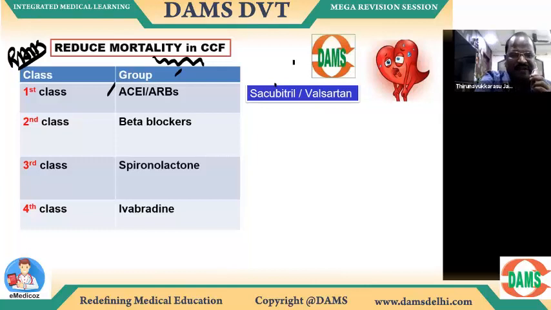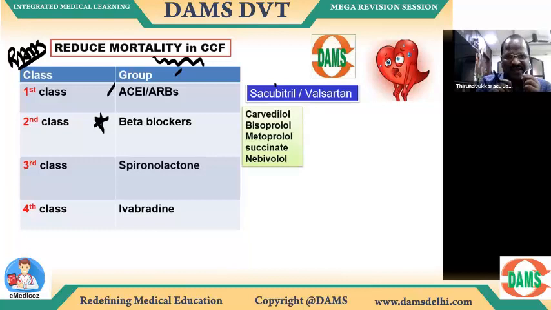And then beta blocker. This is again a very important question. What are all the important beta blockers approved for treatment of heart failure? That means you should know carvedilol, the most famous beta blocker. It's a beta blocker having additionally alpha blocking property. Carvedilol, a beta blocker, very fantastic drug for treatment of heart failure.